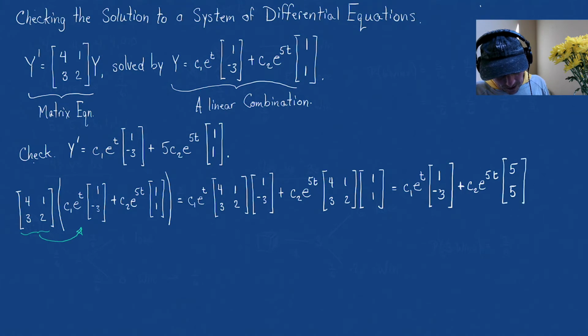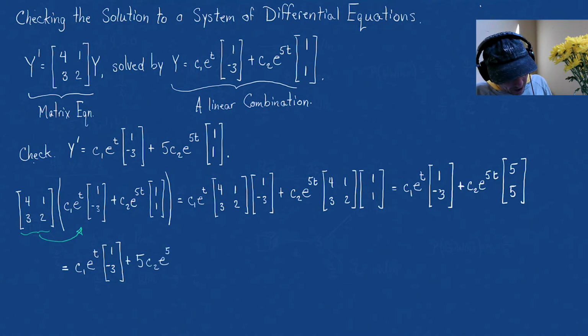Right now, our solutions differ a little bit, but let's rewrite it one more time. I'm going to write this as c1 e to the t times 1, negative 3, plus, now I can factor a 5, a scalar, out of that second vector. So this is plus 5 c2 e to the 5t times the vector of 1, 1. And there it is. Notice that our solutions match on both sides.